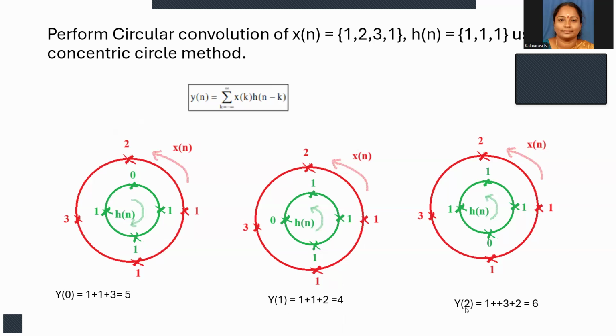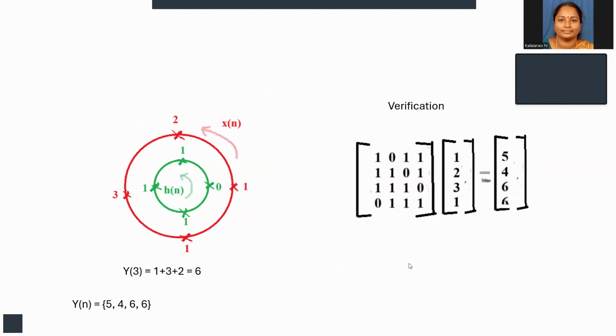Next I should calculate y of 2. So y of 2 means x of k, h of 2 minus k. This is h of 1 minus k, so again shift one sample in the anti-clockwise direction. That will give h of 2 minus k. See, this 1 will be shifted here, this 1 here, this 0 here, and then this 1 will move here. Then you multiply sample by sample: 1 into 1, 1; 1 into 0, 0; 1 into 3, 3; 1 into 2, 2. Equal to 6.